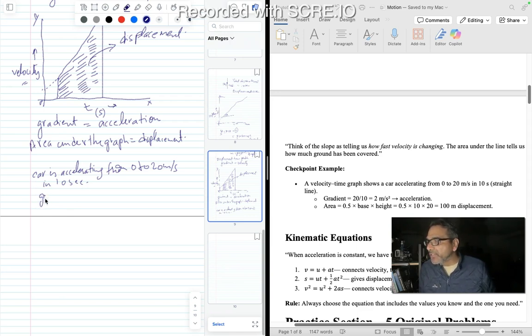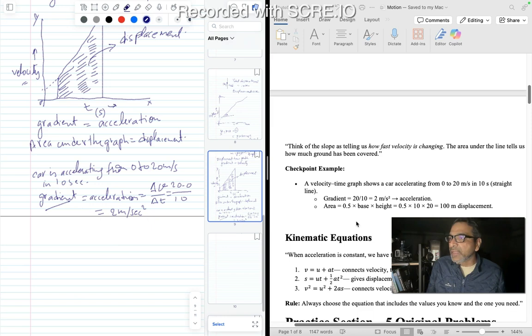So gradient is the acceleration, right? Gradient is the acceleration, which we know is the difference of the velocity over the time, which gives us 20 minus 0 over 10. So it will give us 2 meters per second squared. So this will be the gradient. We are not dealing with the area, but we can still say that this is the acceleration.